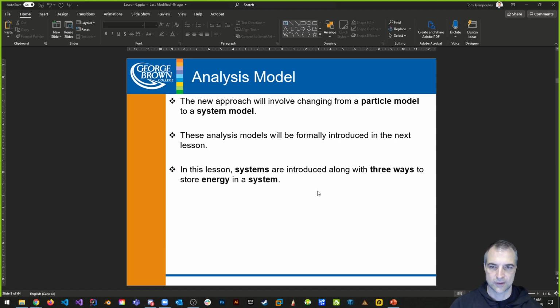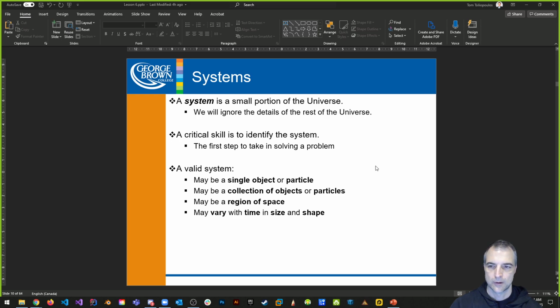The new approach is we're changing from a particle model to a system model. So this is a different thing, okay? Systems are introduced, right, along with three ways to store energy in a system in this lesson, okay? So what is a system?